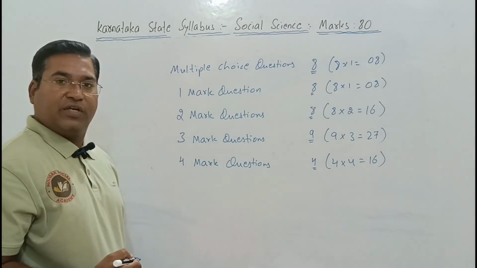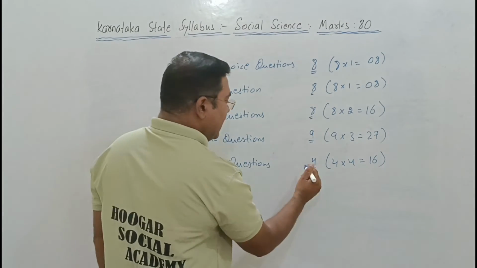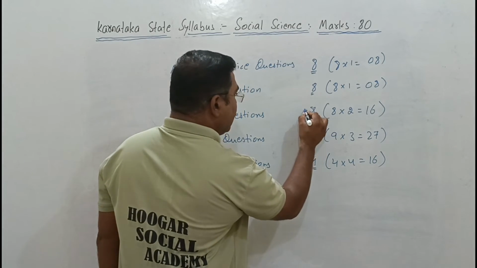How many? 4 into 4 is equal to 16. How many questions will be asked? 4 questions will be asked.